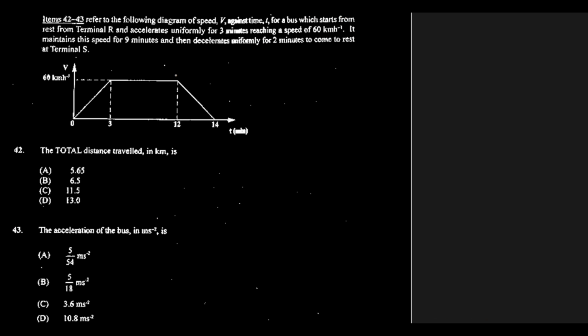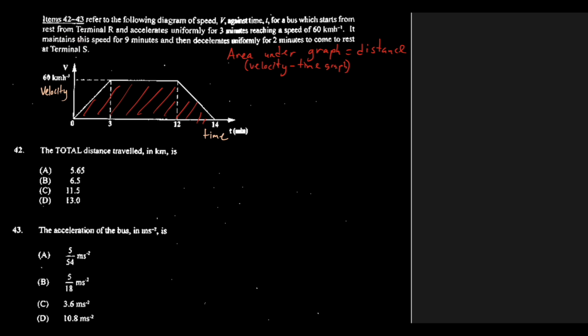All right, so we have these questions here now, and it says we need to figure out the total distance traveled. So if you look at this side, it has velocity on this side, and we have time on this side. Now the thing about this is that once we find the area underneath a graph, we could figure out what the total distance is. So this has to be a velocity time graph. Okay, so it maintained the speed for 9 minutes. So from here to here is 9 minutes, and here to here is 14 minutes.